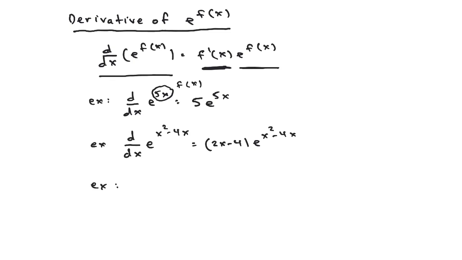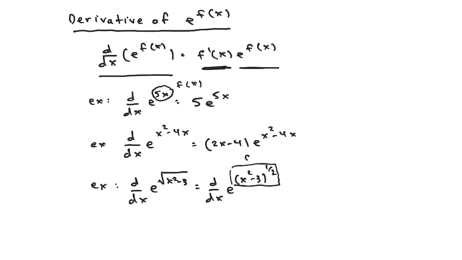Let's say, for example, we have d/dx of e to the square root of x squared minus 3. Then what I could do is say that this is d/dx of e to the x squared minus 3 to the 1/2. Now in this case, this exponent here is my f of x, so I have to figure out what the derivative of that is. To do that, we'll use the extended power rule. So I have 1/2 times x squared minus 3 to the minus 1/2, and that's times 2x. Then I'm going to write that times my original function, which is e to the square root of x squared minus 3.